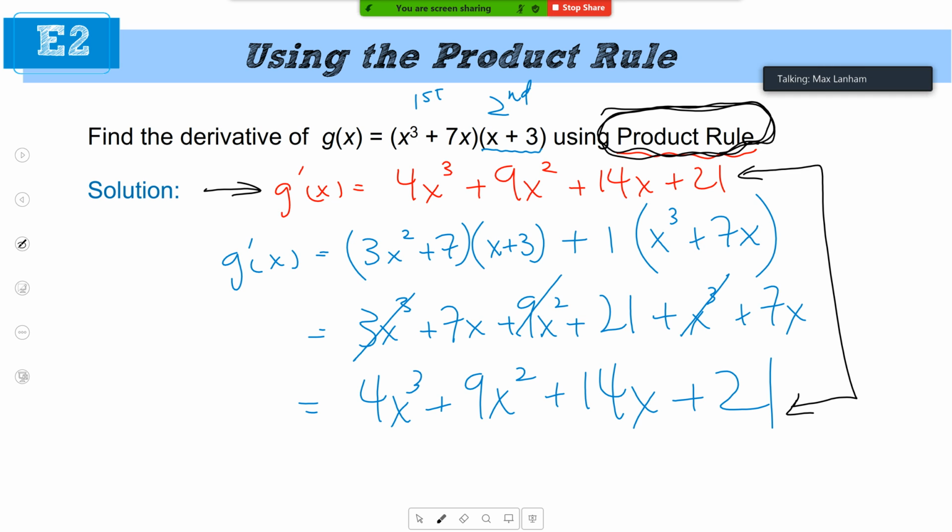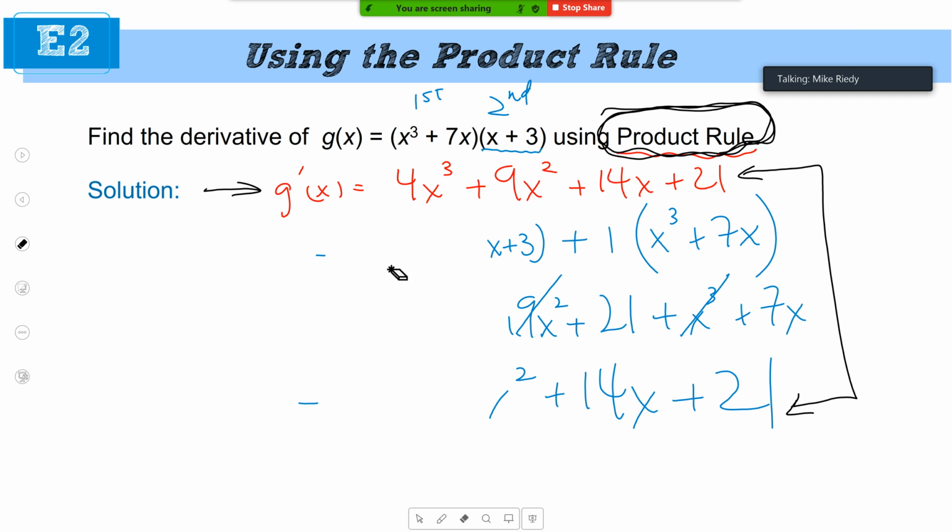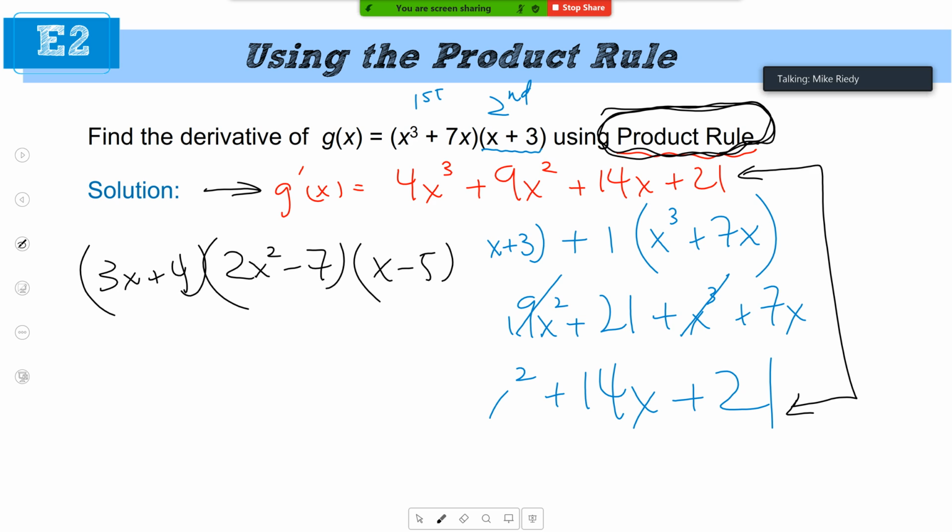We're good? Waiting. Question. Certainly. If you have to multiply out three different groups of parentheses, would you do the same thing? Just find the derivative of one of each one and then add them all together? So if I'm understanding your question correctly, Max, and you just opened up a whole new can of worms, buddy boy, you're asking, what if I have 3x plus 4 times 2x squared minus 7 times x minus 5? Yeah, exactly. How do I do that?